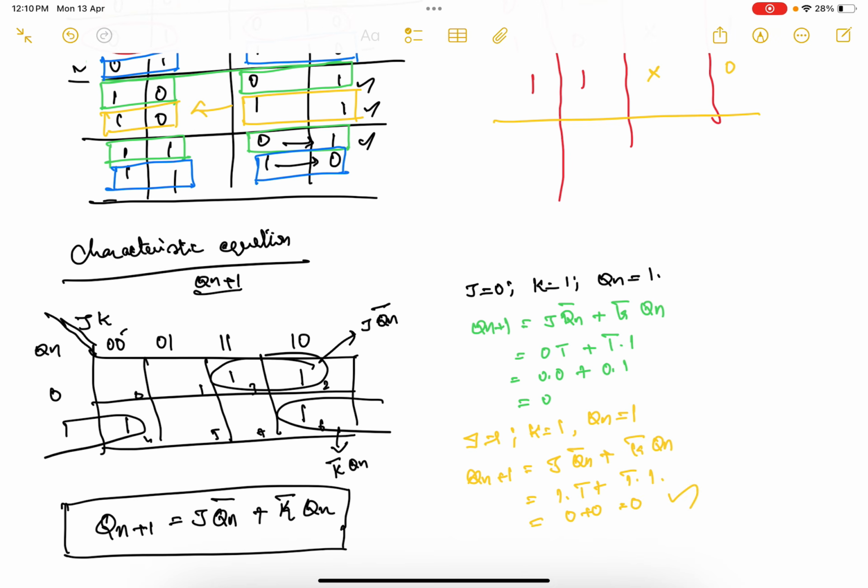Clear? So that's all regarding your JK flip-flop. We will see in our next section about our final flip-flop, which is also called the T flip-flop or toggle flip-flop. I thank you all once again for your patient listening.